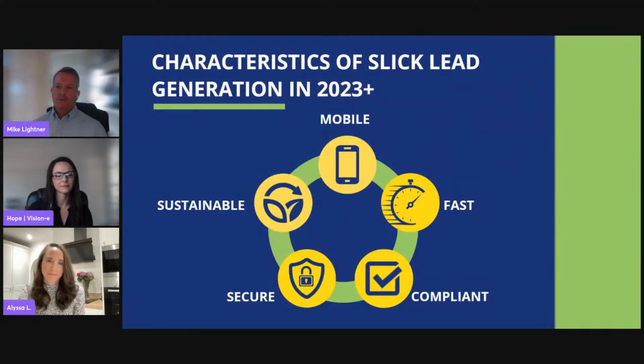So when we look at the overall sales process, when we say what characteristics are now shaping it, we categorize it into 5. First, it has to be mobile. Everything is moving to mobile. It has to be fast. We've already talked a little bit about responsiveness. It has to be compliant. It has to be secure. And lastly, as I was just referring to, sustainability is a huge part of that. So let's jump in first and talk about the mobile side of things. Slide, please.